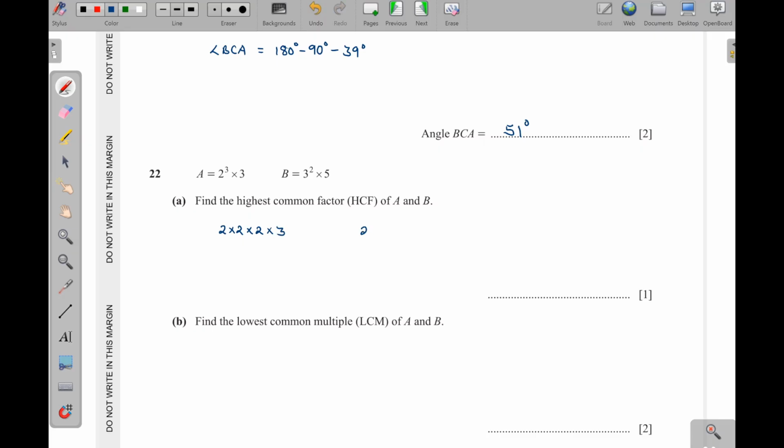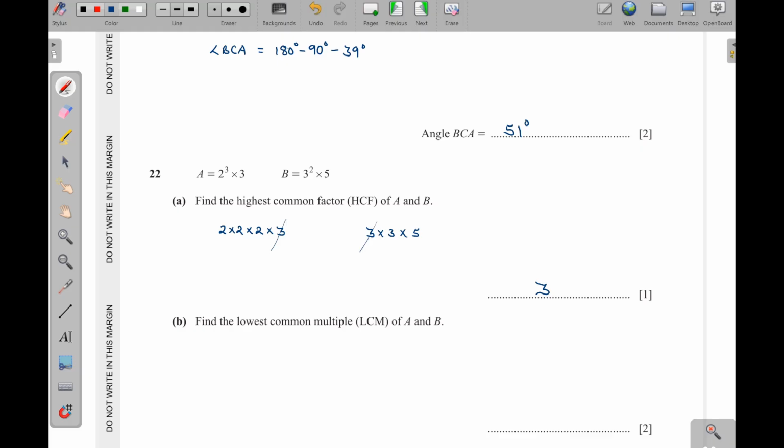Then we have 3 times 3 times 5, okay? So what is common? We are seeing a 3 and a 3, nothing else. So highest common factor is what? Is 3. You see?